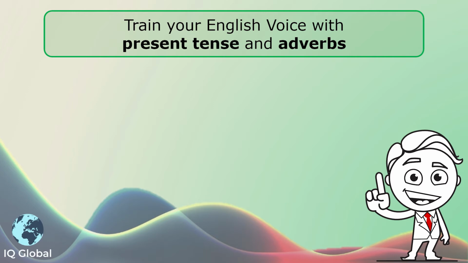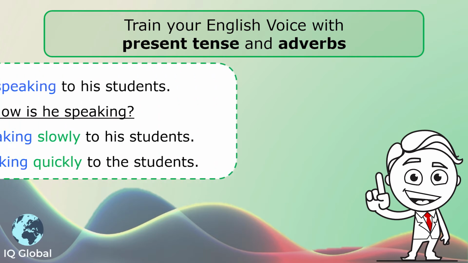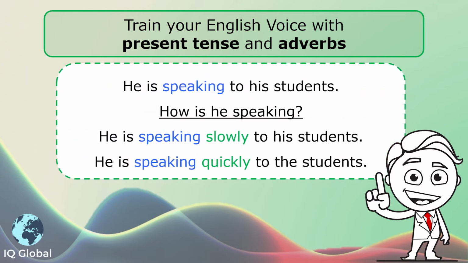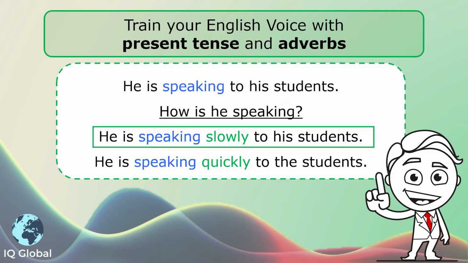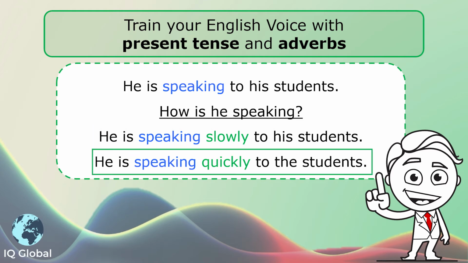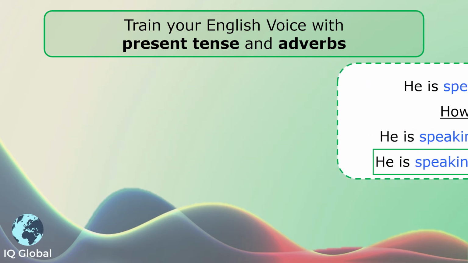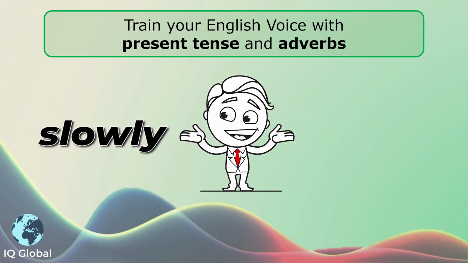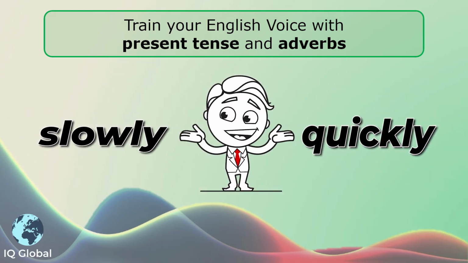So, let's have a look at that sentence one more time. He is speaking to his students. How is he speaking? He is speaking slowly to his students. Or he is speaking quickly to the students. Slowly and quickly are direct opposites.